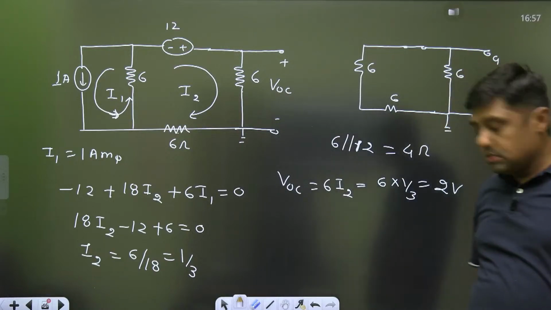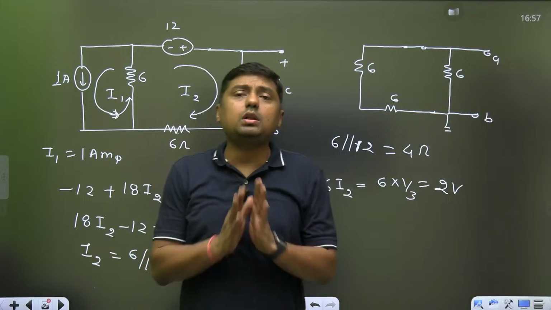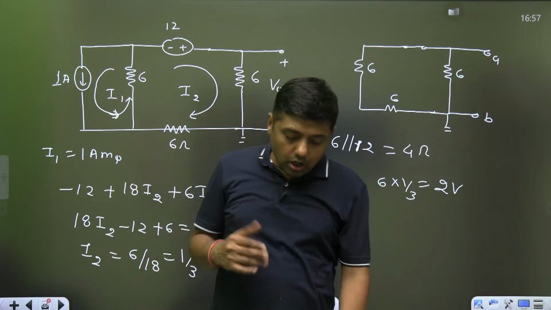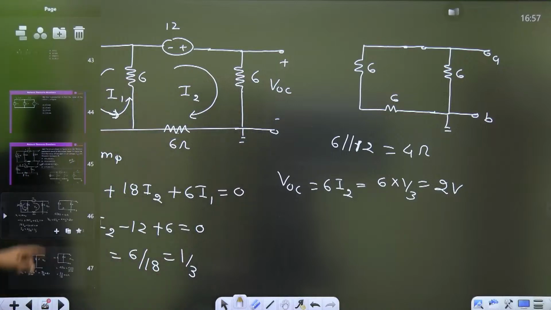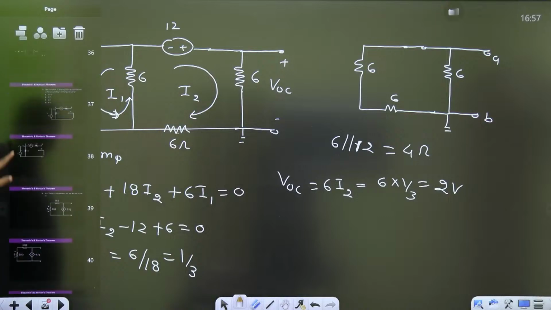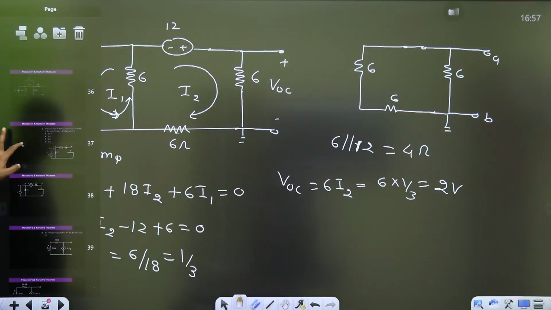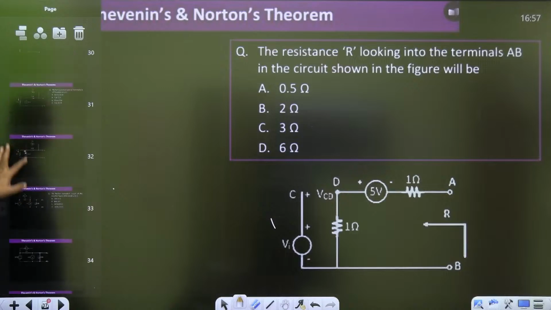So these are the questions on Thevenin's and Norton's with only independent sources. Now I am giving you the assignments. In the next class I will solve. So first of all, with dependent sources, I am going to give you multiple questions.